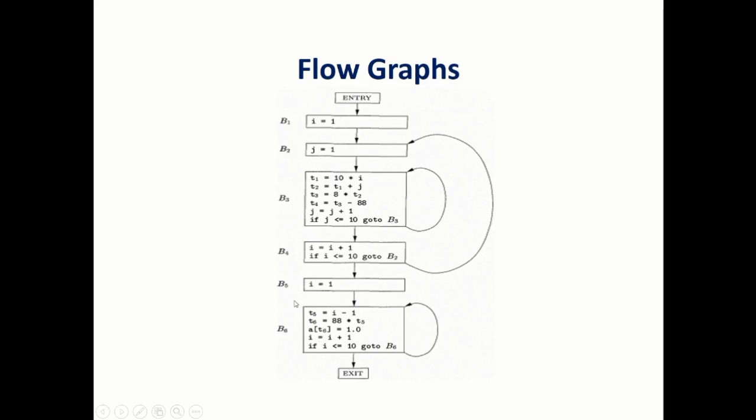Look at basic block 6. Here we have the conditional jump: if I less than or equal to 10, go to B6. Then draw the connection from B6 to itself. Finally, the end of the program, that is the exit.